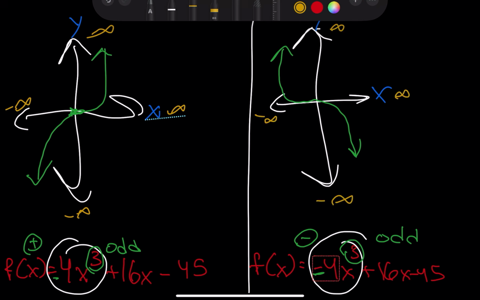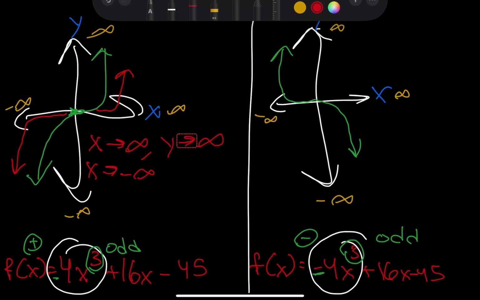So what's our new end behavior going to be? Let's look at it. As x over here is approaching positive infinity, it's also going upwards to positive infinity. So as x approaches positive infinity, y is going to approach positive infinity. But on this side, as x is approaching negative infinity, it's going to go down and reach negative infinity. And that would be your end behavior for this one.